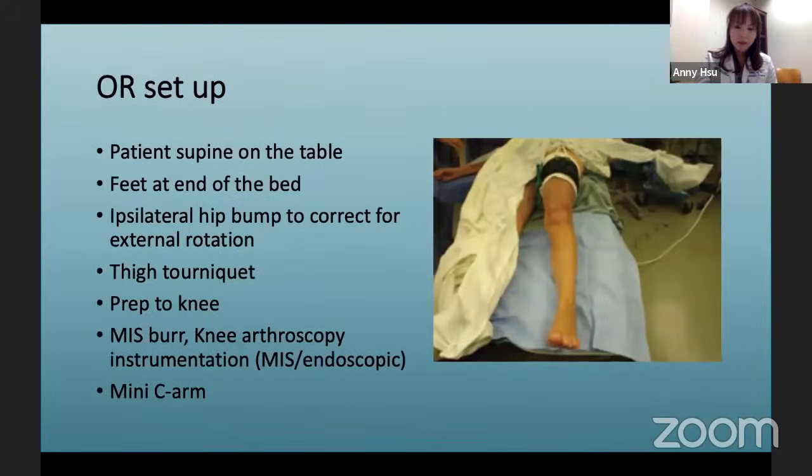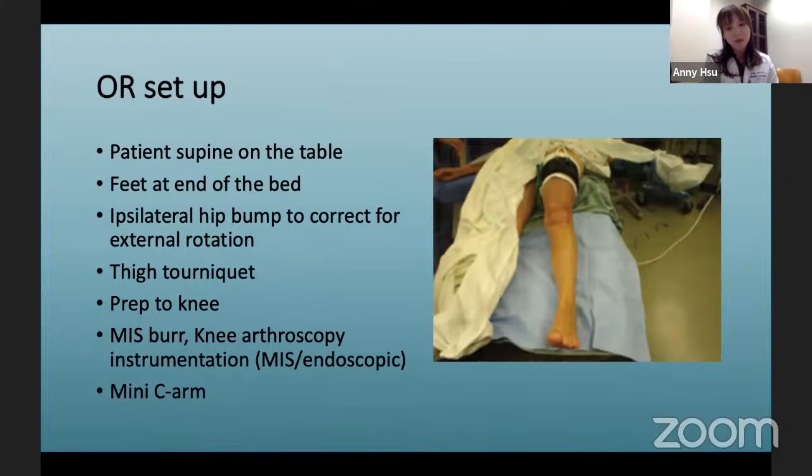So next I'll talk about my OR setup and some of the things I think about, some of the workhorse steps that I talked about before that I use and don't use, as well as some of the technical challenges that I think it's important to keep in mind as you go through.